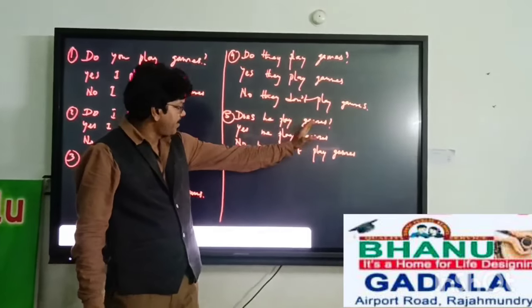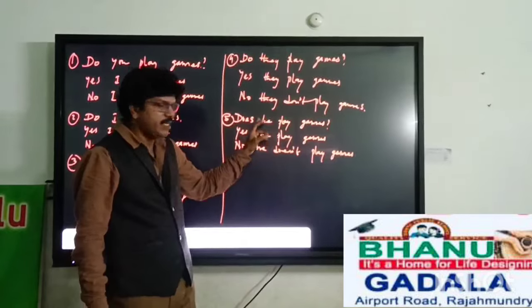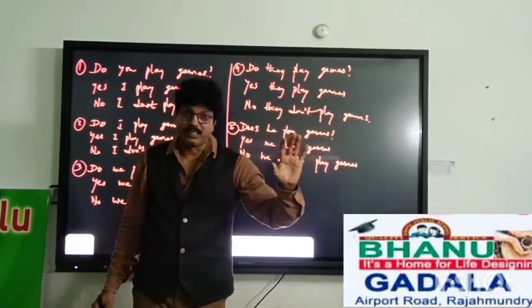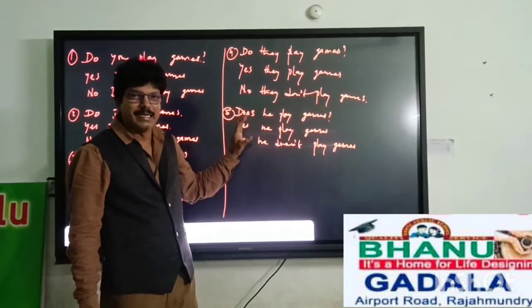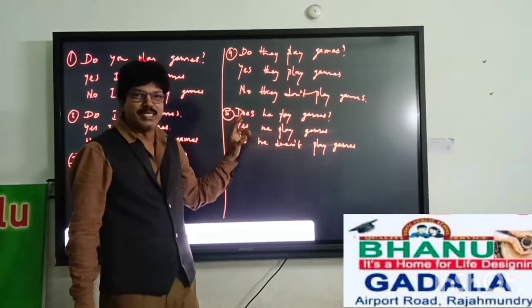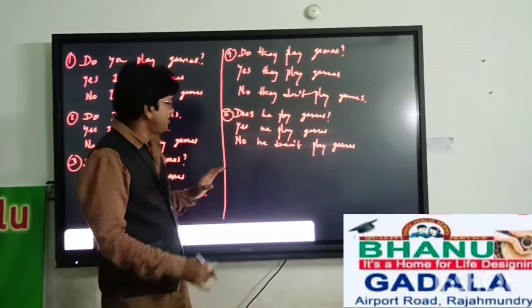Here, compulsory, have a look. Does he play games? Why? Because we use does because of he, the third person singular subject. That's why when the subject is he, she, it, we use does in the simple present to ask questions.